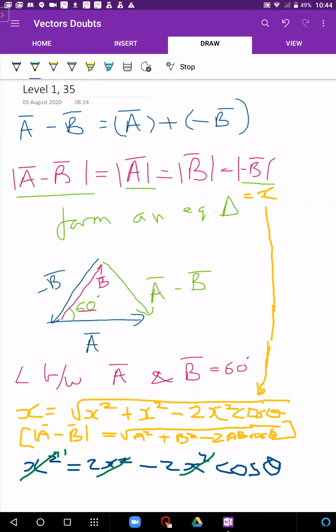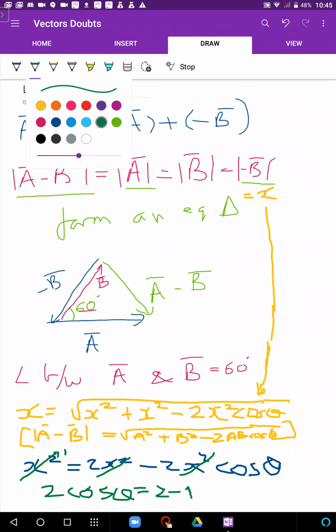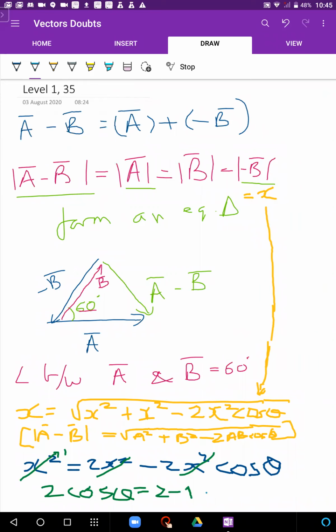So take 1 to this side. If I take 1 to the right hand side, it becomes 2 minus 1. If I bring 2 cos theta to the left hand side, it becomes positive 2 cos theta. So positive 2 cos theta is 2 minus 1, which means cos theta is half. If cos theta is half, that just means theta is 60 degrees.